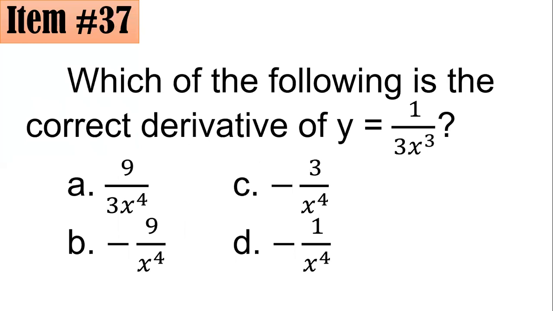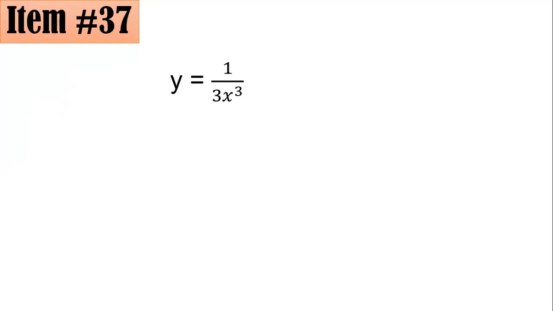37. Which of the following is the correct derivative of y equals 1 over 3x cubed? Is it A, B, C, or D? What others do here is use the quotient rule, but that's okay, no problem with that. But actually, the power rule is also applicable. How come? The x cubed in the denominator could go to the numerator, and the sign of the exponent will become negative. So you have y equals x raised to negative 3 over 3. And we can now use the power rule.